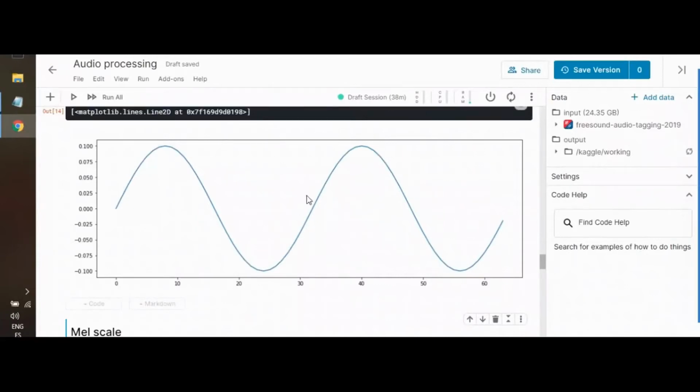This is a sinusoidal shape. This will be one cycle and this will be two cycles.